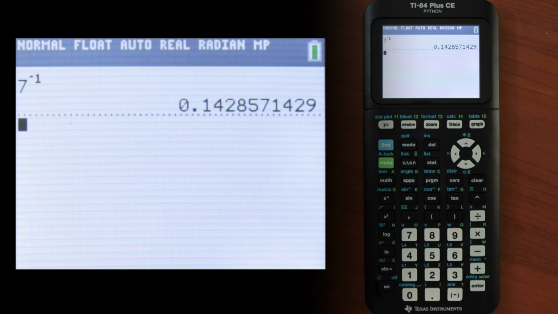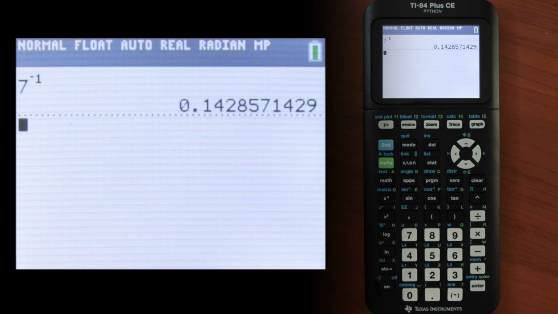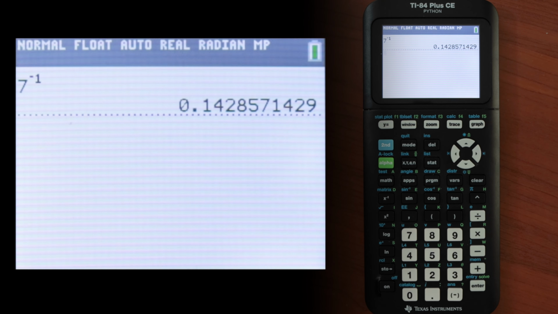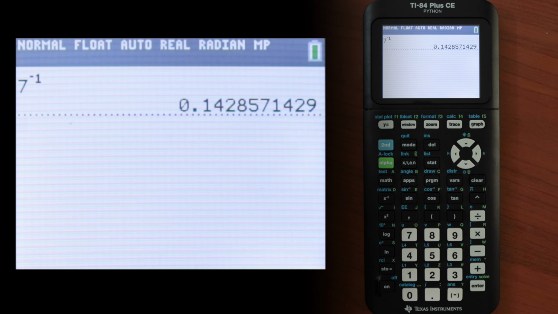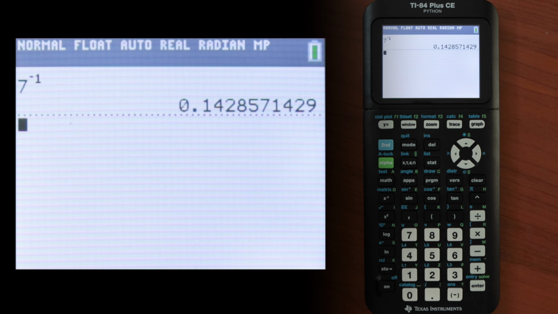This concludes our video on how to use the TI-84 Plus CE. Mine is Plus CE Python. I actually think the difference has something to do with coding, but I don't code, so essentially the same.